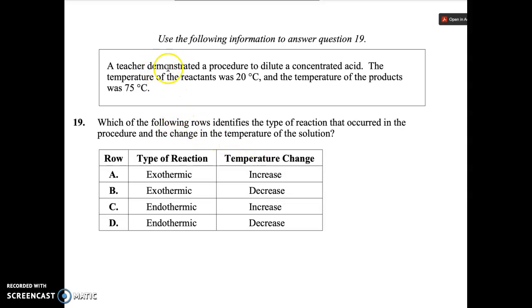Number 19. We are going to dilute a concentrated acid. We start with reactants that are 20 degrees, and you put them together, and we have an increase in temperature. The products are now warmer than the reactants were. So what's happened here? We have released heat in that reaction because it's heated up the water. So it's an exothermic reaction because they're releasing heat, and that increases the temperature.